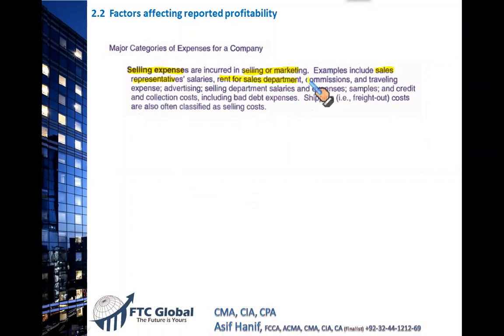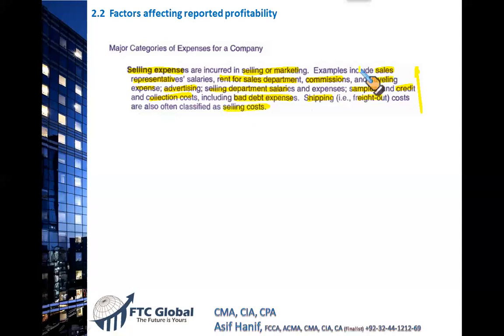sales department, commissions which are paid as a percentage of sales, traveling expenses linked to sales, advertising, selling department salaries, samples of our product which we give to customers, they are also considered as a sales expense. Credit and collection cost, the money spent on recovering money from our customers, the eventual bad debts caused because of sales. Shipping cost, the freight out cost spent to deliver the goods to our customers, all these are classified as selling cost. So these expenses are driven by sales.